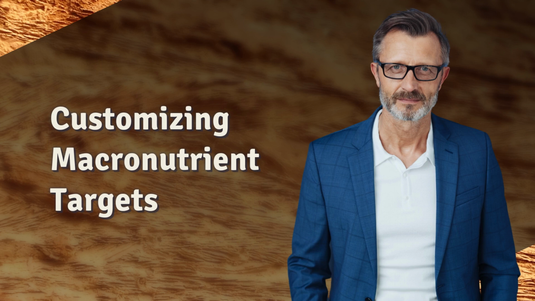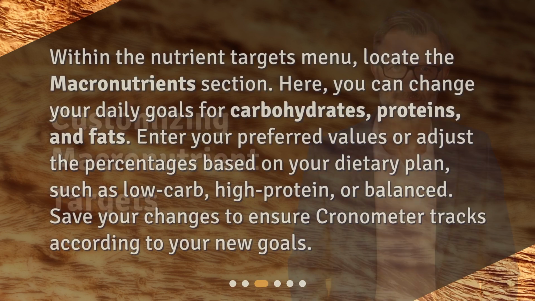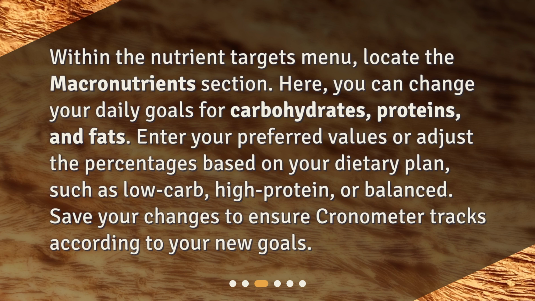Customizing macronutrient targets. Within the Nutrient Targets menu, locate the Macronutrient section. Here you can change your daily goals for carbohydrates, proteins, and fats. Enter your preferred values or adjust the percentages based on your dietary plan, such as low carb, high protein, or balanced. Save your changes to ensure Cronometer tracks according to your new goals.